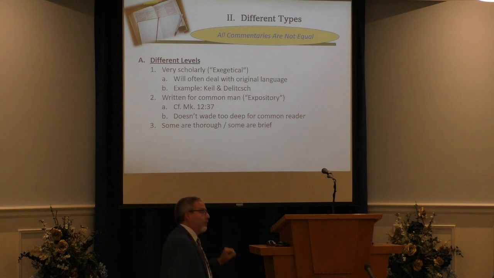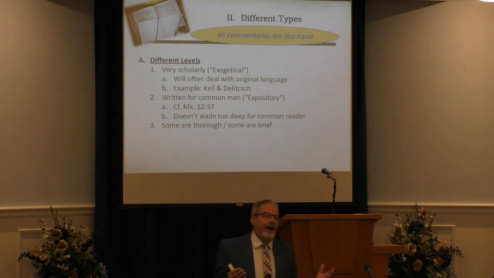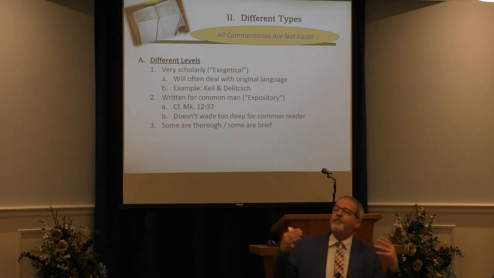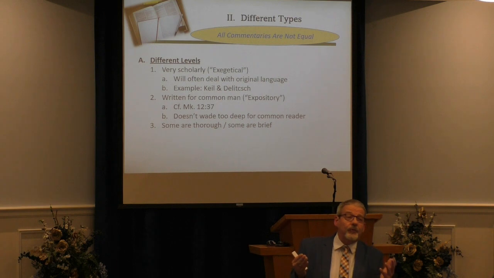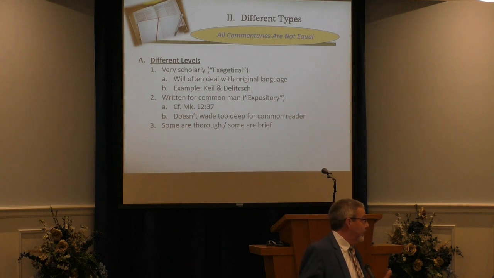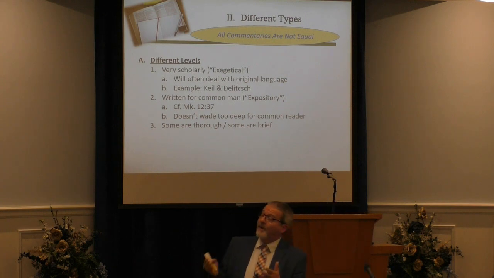Some are very thorough and some are brief. And so here's, for example, James 5. You may find one that is written 50 pages on James 5. And then you find another one, it's written 3 pages on the same chapter. Doesn't mean that one's good and one's bad. It just means there's different levels. That's all I'm driving at. Does that make sense? Sometimes the briefer are the better.